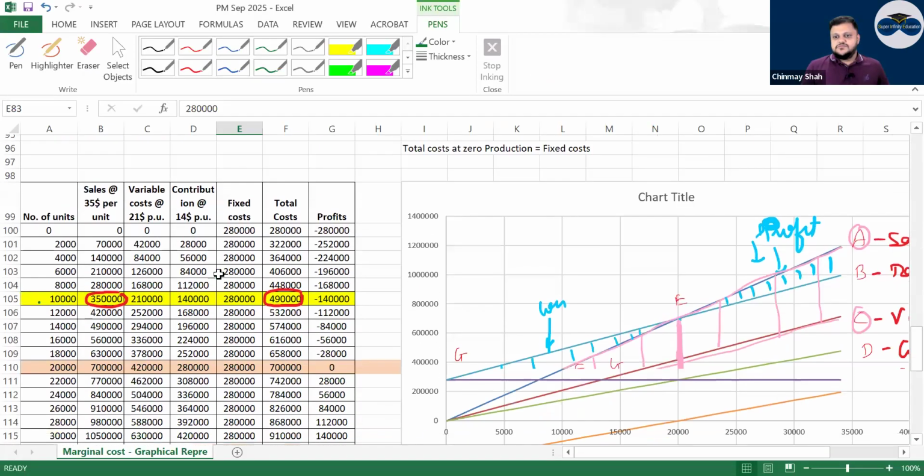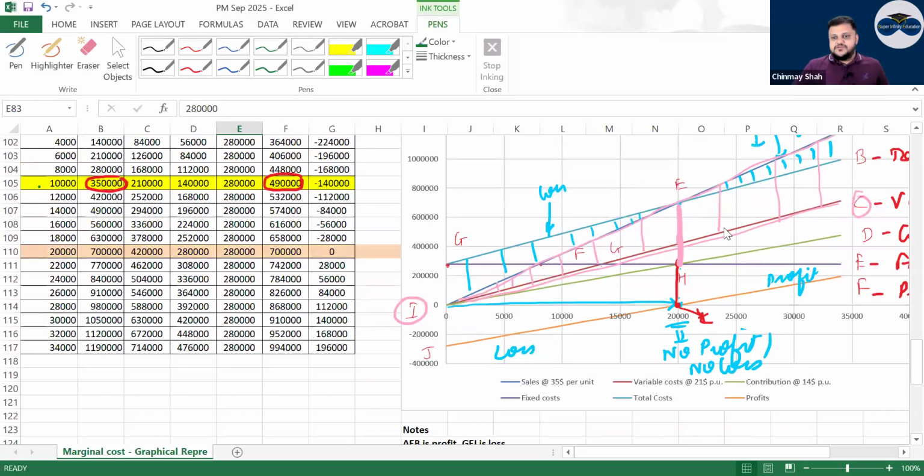Now second, write down chart 4, let's go to chart 4. Again come to this 20,000 unit in chart 4. Come here, look here. This line. What is happening here?